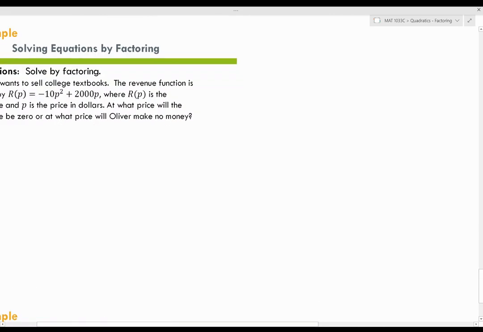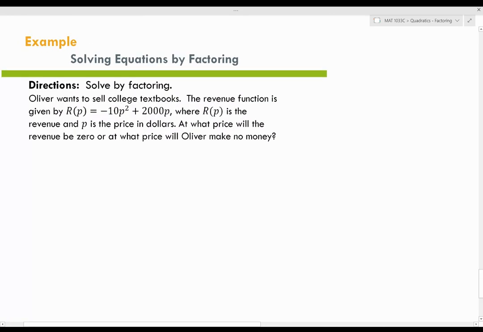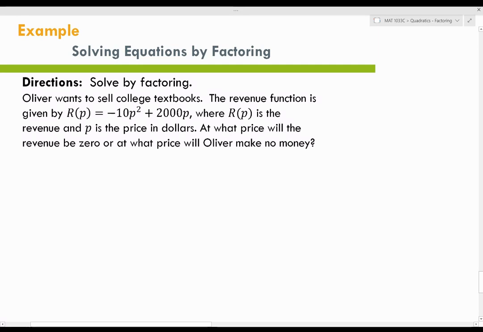Let's try this one. So same directions, it says to solve by factoring, but this time our prompt says, Oliver wants to sell college textbooks. The revenue function is given by R of P equals negative 10P squared plus 2000P, where R of P is the revenue and P is the price in dollars. At what price will the revenue be zero, or at what price will Oliver make no money?